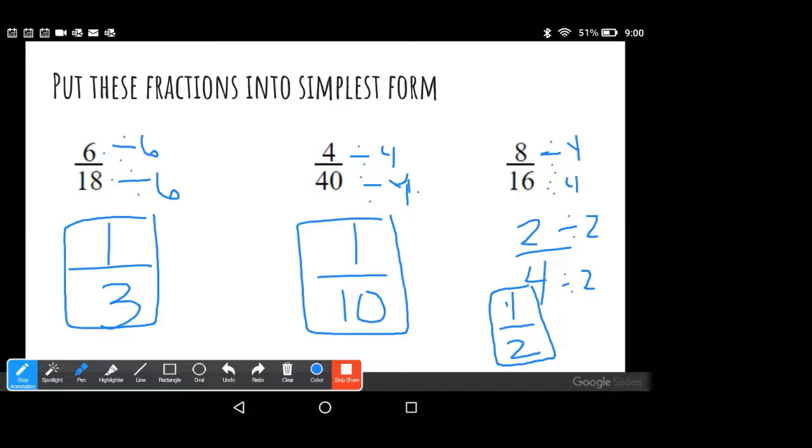So if you want to stop the video right now and go to the worksheet and do numbers 1 through 6, that would probably be good. Otherwise, I'm going to move on to the next topic.